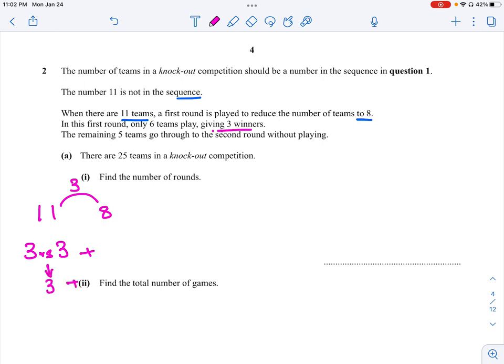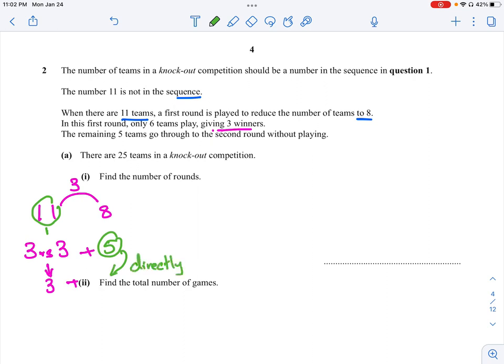Then we know that the total 11 is there. 11 minus 6 gives me 5. So the remaining 5 teams go directly to the second round without playing the first round. So 3 plus 5 is going to be nothing but what? 8 teams. So there will be 8 teams in the second round.